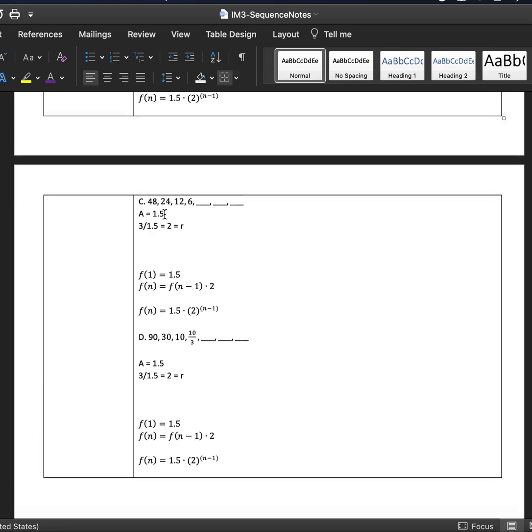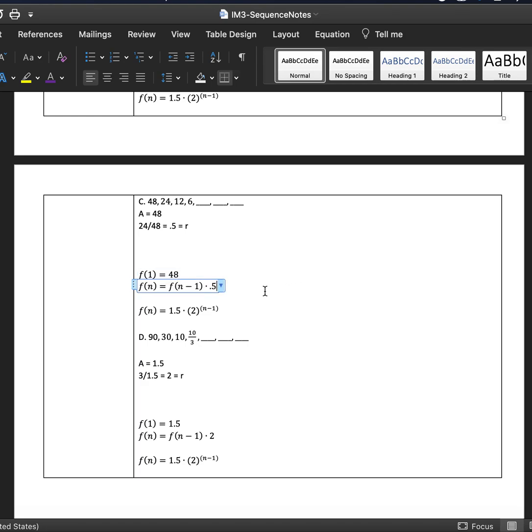So for C, our first term, you can clearly see is 48. And then we're going to take 24 divided by 48 to give us our common ratio, which is going to be 0.5 or a half. So then our first term is 48. And we're going to put this as 0.5.